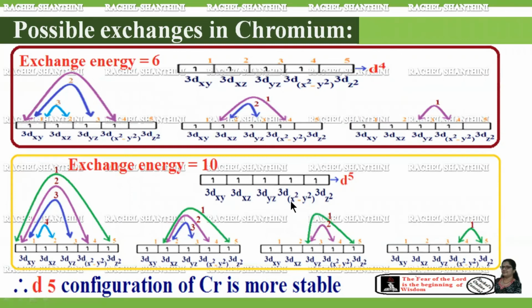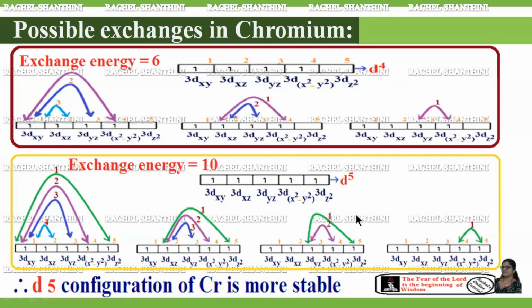When you compare the possible exchanges in chromium in the d4 configuration, that is the expected configuration, and the d5 configuration, that is the actual configuration of chromium, the exchange energy in the expected d4 configuration is 6, and the exchange energy in the d5 configuration is 10. In the d5 configuration, the 3d orbital is half filled. Hence, exchange energy for the half filled configuration is more. This increases the stability of the half filled 3d orbitals.